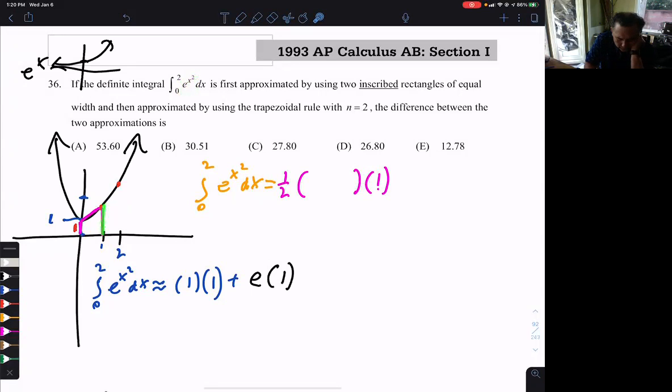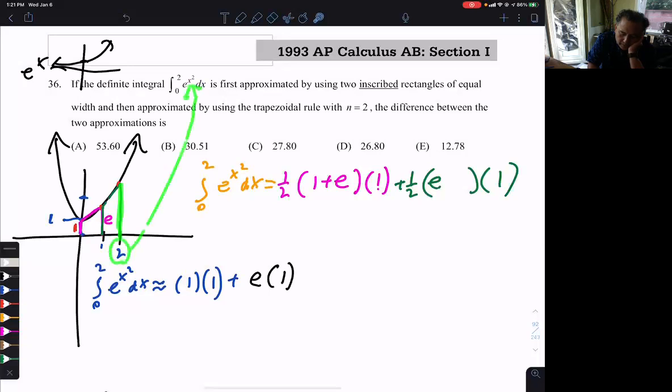What's the height here? Well, you got to plug 1 into your function. If you plug 1 here, you get e to the first. So this side is going to be e. So the sum of the bases is 1 plus e. Now the second one I'm going to do is going to be here, that trapezoid. Same formula, 1/2 the sum of the bases, the width is still 1. The left side is e, but the question is, how big is that? Well, I have to plug 2 into my equation. That's e to the 4th. So the length of this side is e to the 4th.